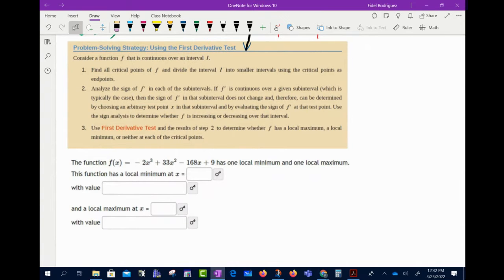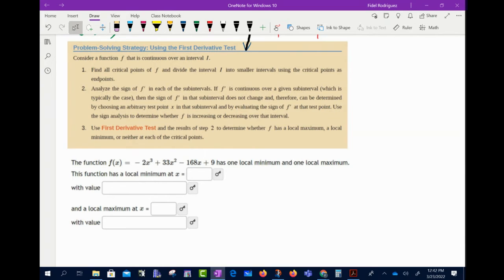Okay, so it says find all critical points of f and divide the interval I into smaller intervals using critical points as endpoints. Analyze the sign of f prime in each of the subintervals. If f prime is continuous over a given subinterval, which is typically the case, then the sign of f prime in that subinterval does not change and therefore can be determined by choosing an arbitrary test point. And then use the sign analysis to determine whether the function f is increasing or decreasing over that interval.